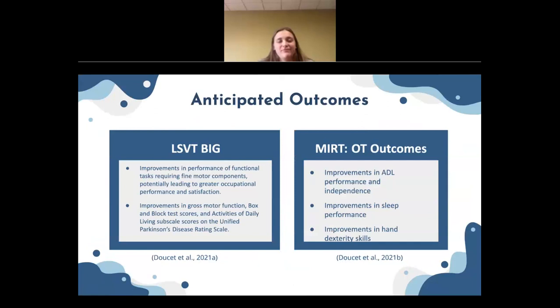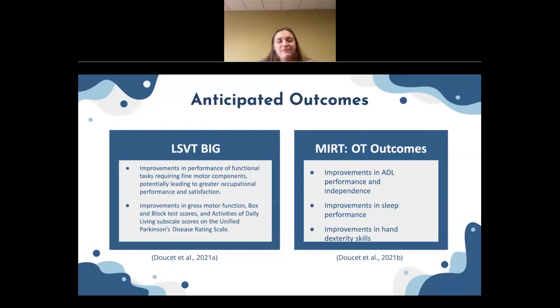Anticipated outcomes for LSVT BIG treatment, as discussed in Doucet et al. 2021A, include improvements in functional tasks requiring fine motor skills, improvements in gross motor function, and improvements in ADL performance. Secondary outcomes also include improved occupational performance and satisfaction. Outcomes in this study were reflected by changes in the Box and Block Test, as well as the Unified Parkinson's Disease Rating Scale.